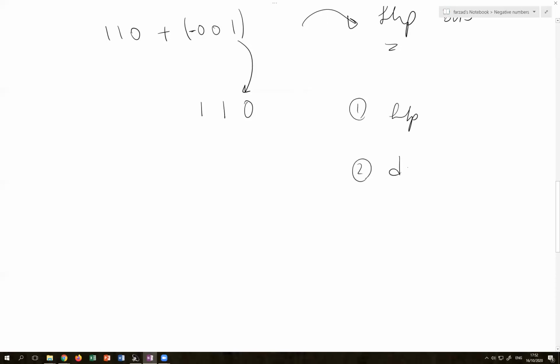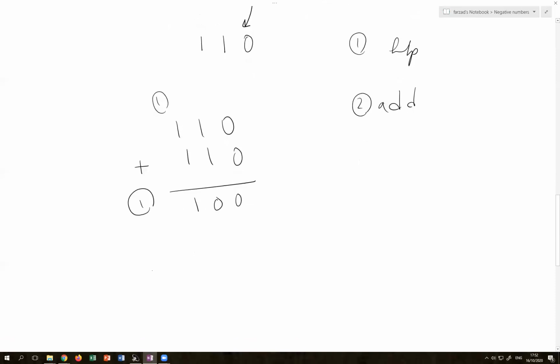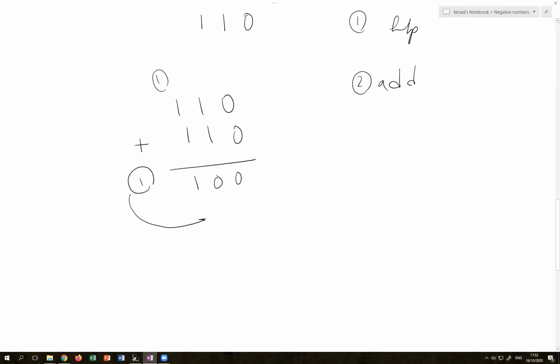Second, add the numbers. I told you that we want to convert it to addition. 110, now I have to add it by 110. As you see, this is the flipped version of the second number. Add them. 0 plus 0 is 0. 1 plus 1 is 0, carry 1. 1 plus 1 plus 1 is 1, and we have carry 1. Please pay attention. In 1's complement, if you have carry, you've got to add it again to the number that you got. So 10 plus 100, I'm adding these two. And 1 plus 0 is 1.